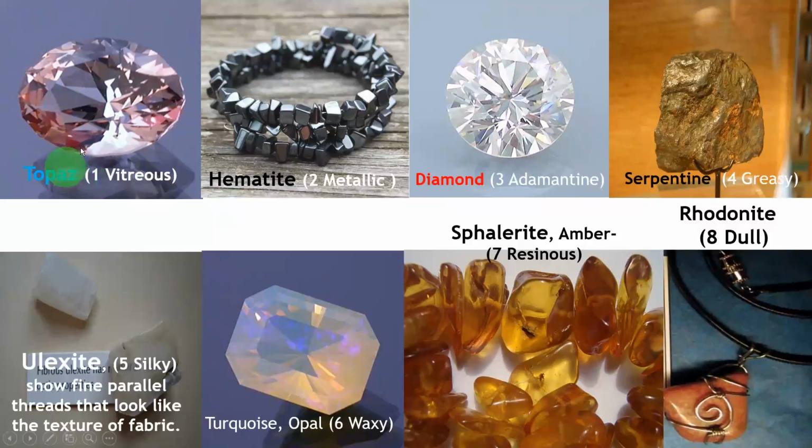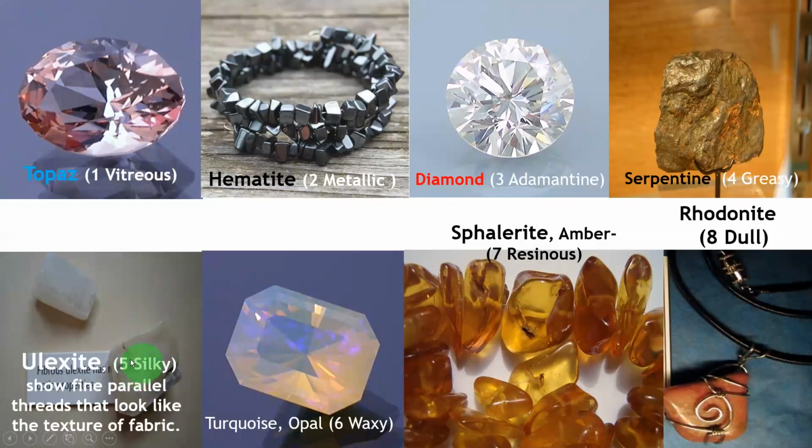Now we are explaining those again. Vitreous is like this. This is topaz. It is vitreous, we discussed earlier. The metallic luster, this is hematite stone. Hematite gives metallic luster. You can understand it well. This is the practical you have to remember. Diamond gives adamantine luster. Number 4, greasy luster. It is serpentine. This is the serpentine mineral, giving greasy luster.